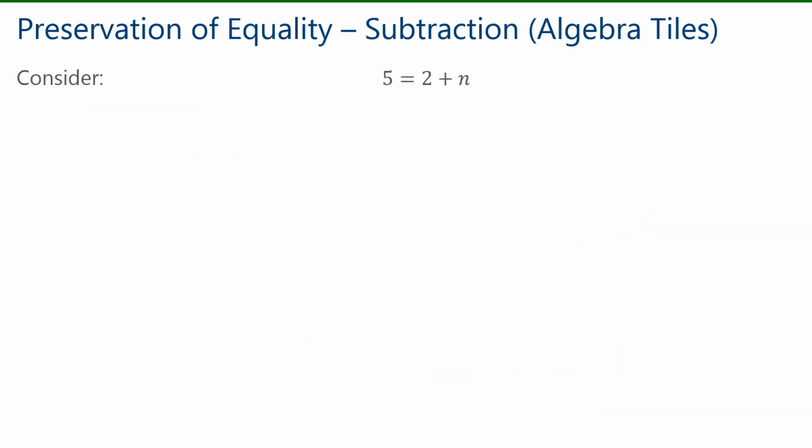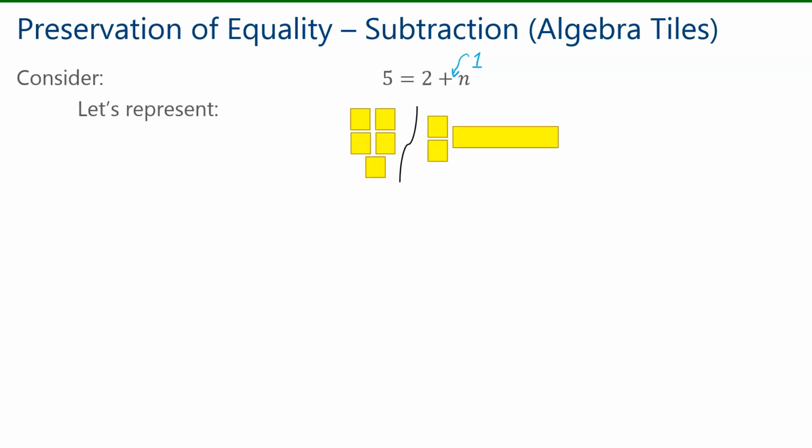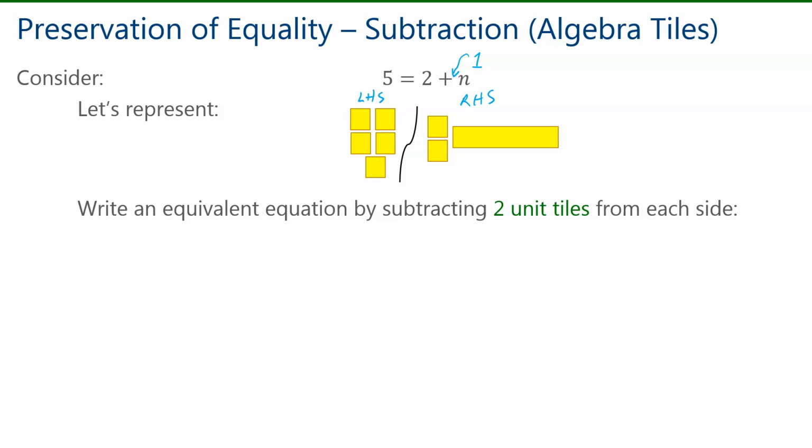And one more. 5 equals 2 plus n. 5 equals 2 plus 1n. If there's no number directly in front of the variable, it's understood to be a 1. Let's represent 5 unit tiles on the left-hand side, and a variable tile and 2 unit tiles on the right-hand side. What are we going to take away this time? We're going to subtract 2 unit tiles from each side. So I'm going to circle 2 on each side and remove them.